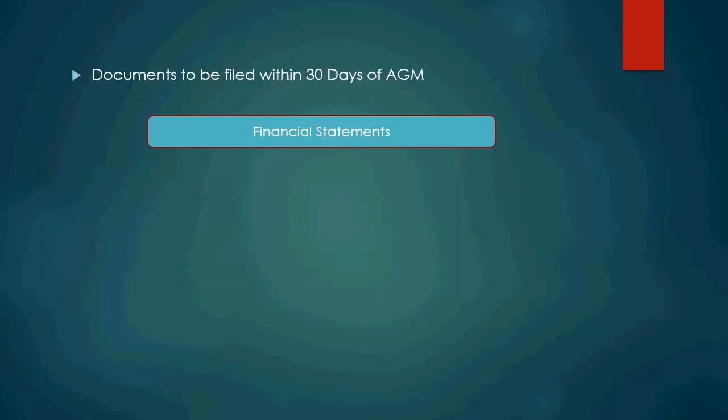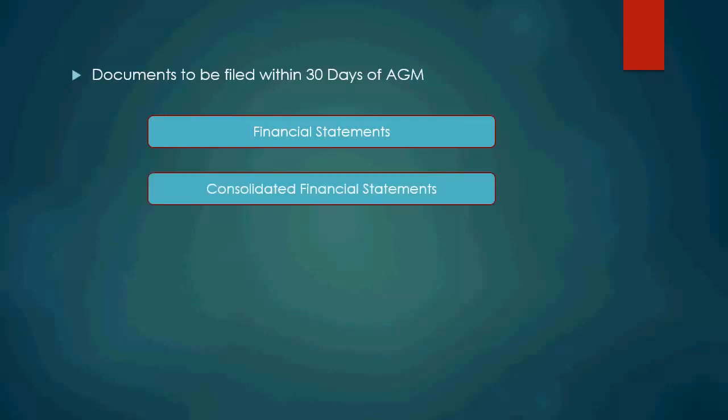So the first thing is your financial statement including your balance sheet and the profit and loss account, right? You will also send the consolidated financial statement if you have any subsidiary, any associate or any joint venture, and you prepare a consolidated financial statement. You will have to annex the consolidated financial statement along with the original financial statement.